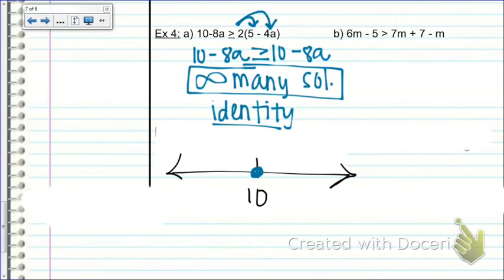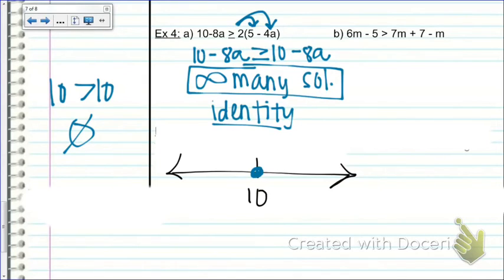What if I didn't have the equal sign and I just had 10 is greater than 10? Is that possible? No, so that would be no solution. Having the equal sign underneath is super important because 10 greater than 10 is not possible because they're equal. Does that make sense? I think, though, if it ever comes out this way, it will always have the equal sign. But let's take a look at B.